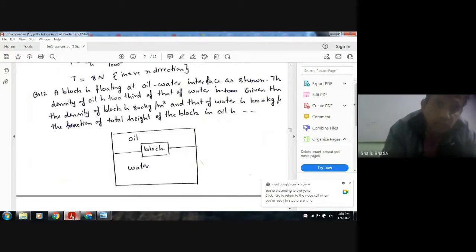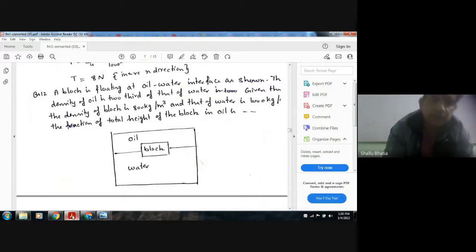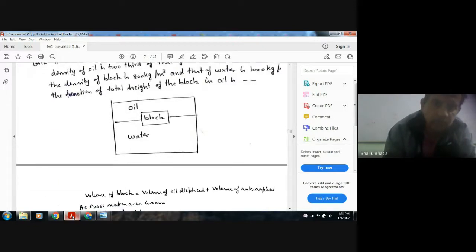A block is floating at the oil-water surface as shown. The density of oil is two-thirds of that of water. Given that the density of the block is 800 kilogram per meter cube, and that of water is 1000 kilogram per meter cube, the fraction of the total height of the block in oil is, this is the diagram given.